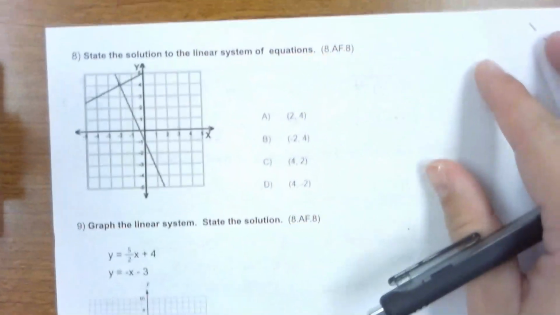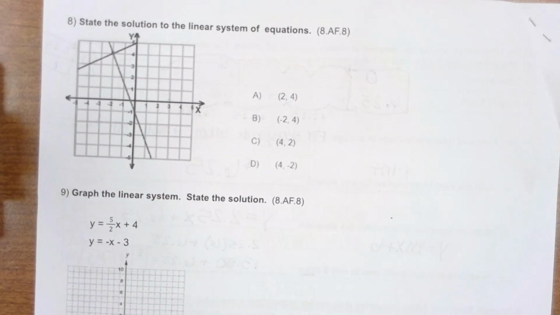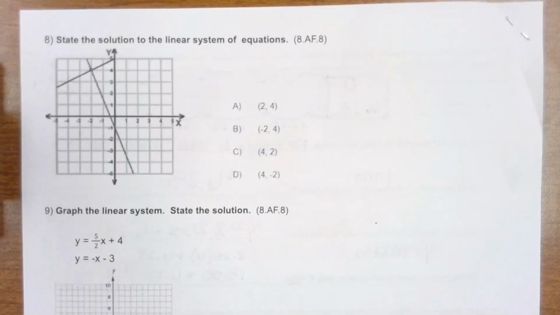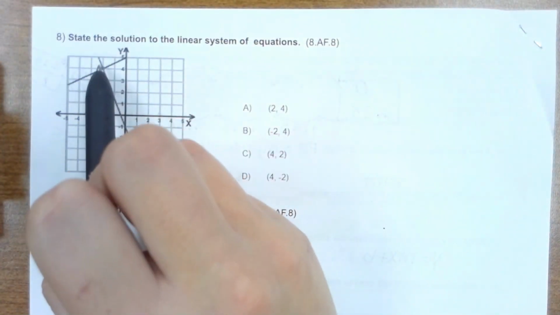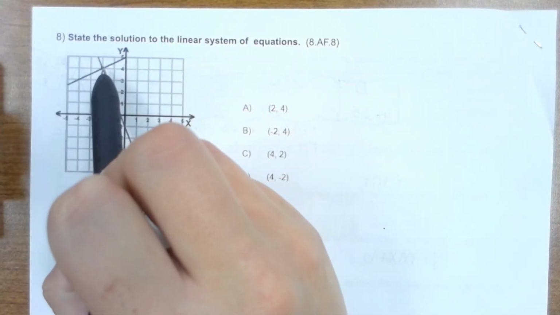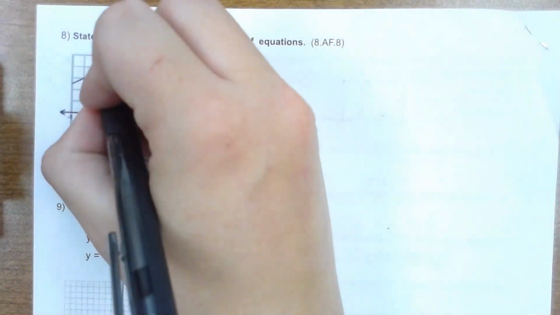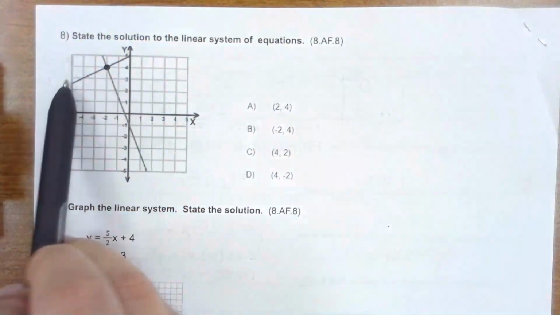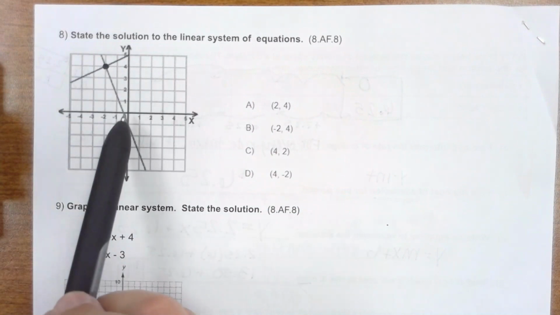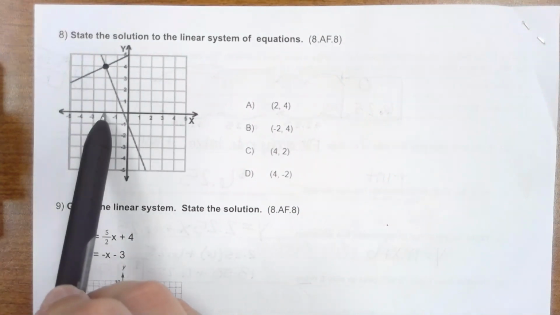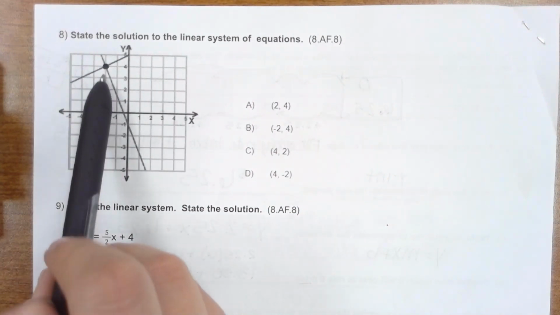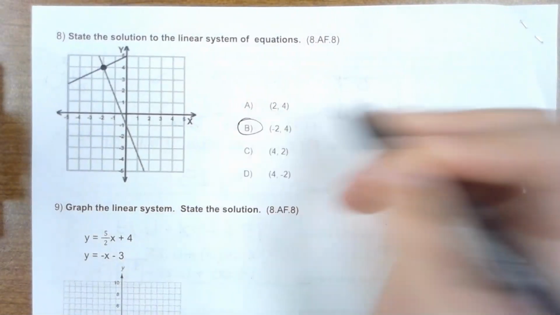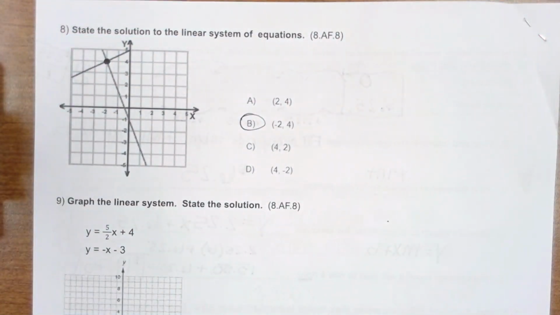All right, last page. State the solution to the linear system of equations. So remember, guys, your solution to any linear system of equations is the point where they meet. So the point where the two lines meet, and you just have to name that ordered pair. So notice how the two lines meet at this point. If you find that ordered pair, it's negative 2 and then 4. So that would be letter B, negative 2, 4.